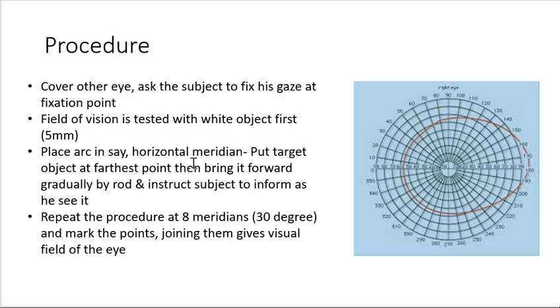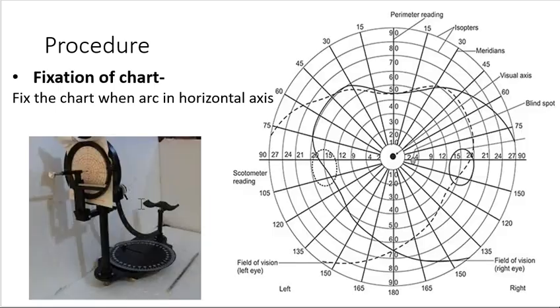So every meridian we have to see. In the horizontal meridian we can start. Put the target object at the farthest point, then bring it forward gradually by the rod and instruct the subject to inform us as he sees it. Are you getting me? So in every plane, every 30-degree plane, we have to check the field of vision.